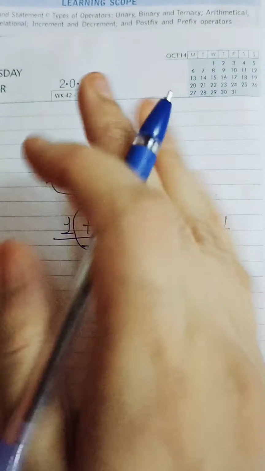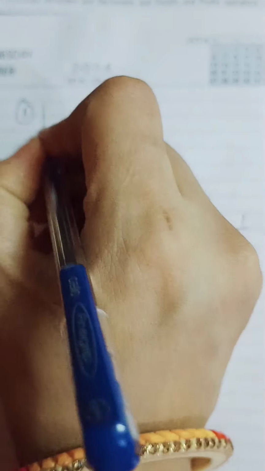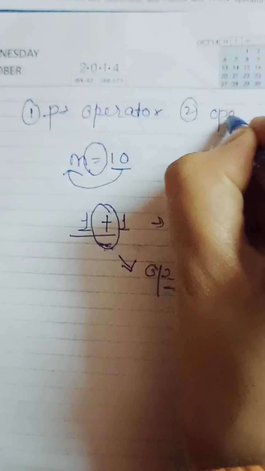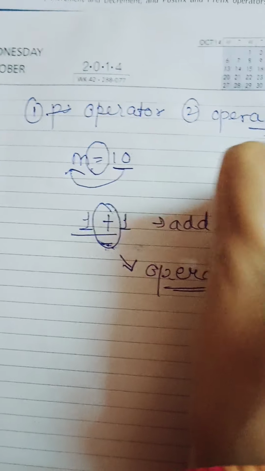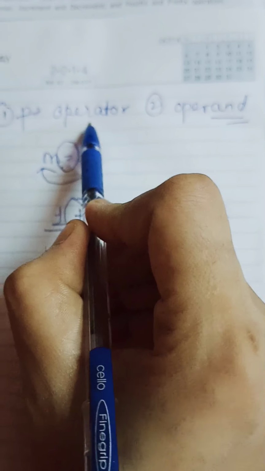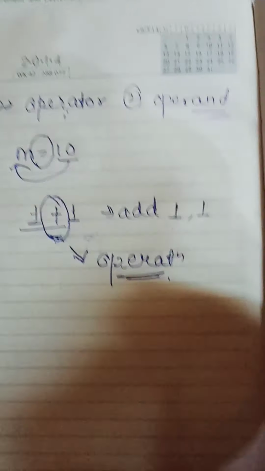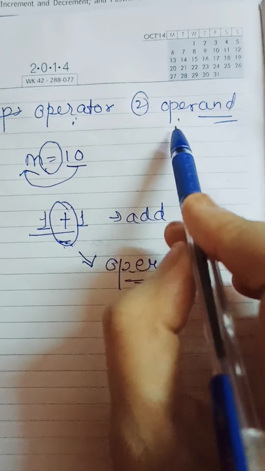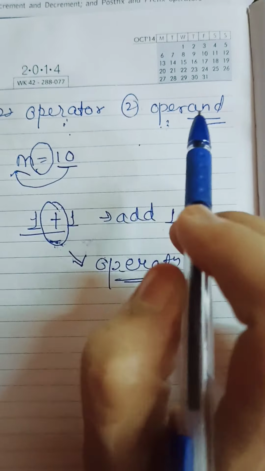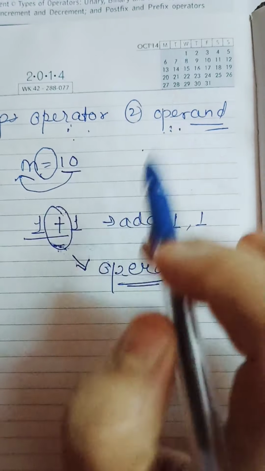Now coming forward, there are two things. First is the operator and second is the operand. Operators are those symbols which do some kind of operation, and operands are those values on which the operation is going to be performed with the help of operator.